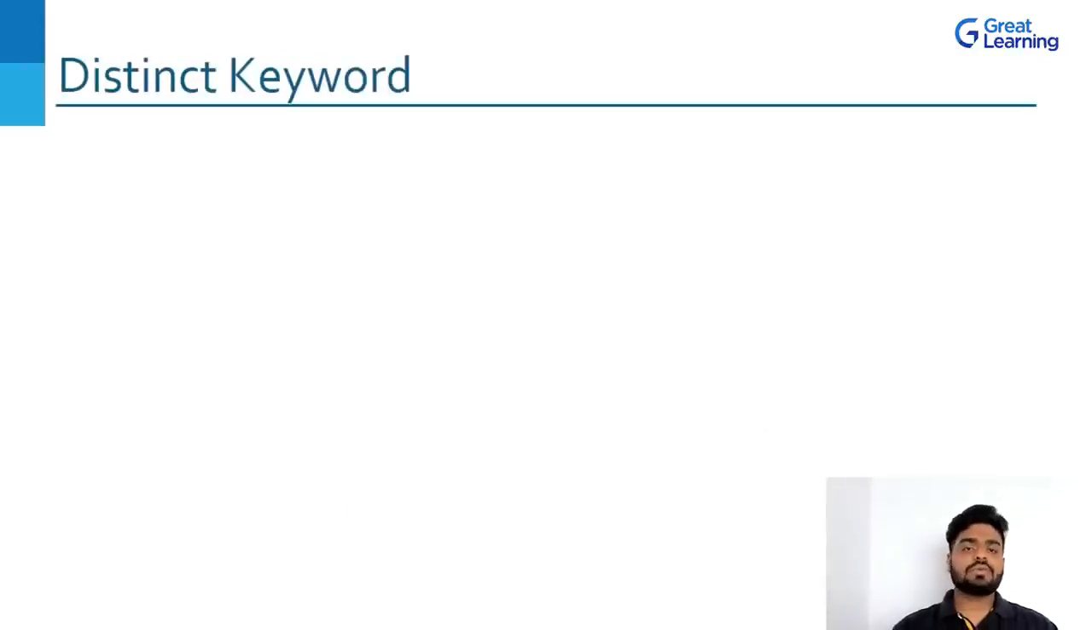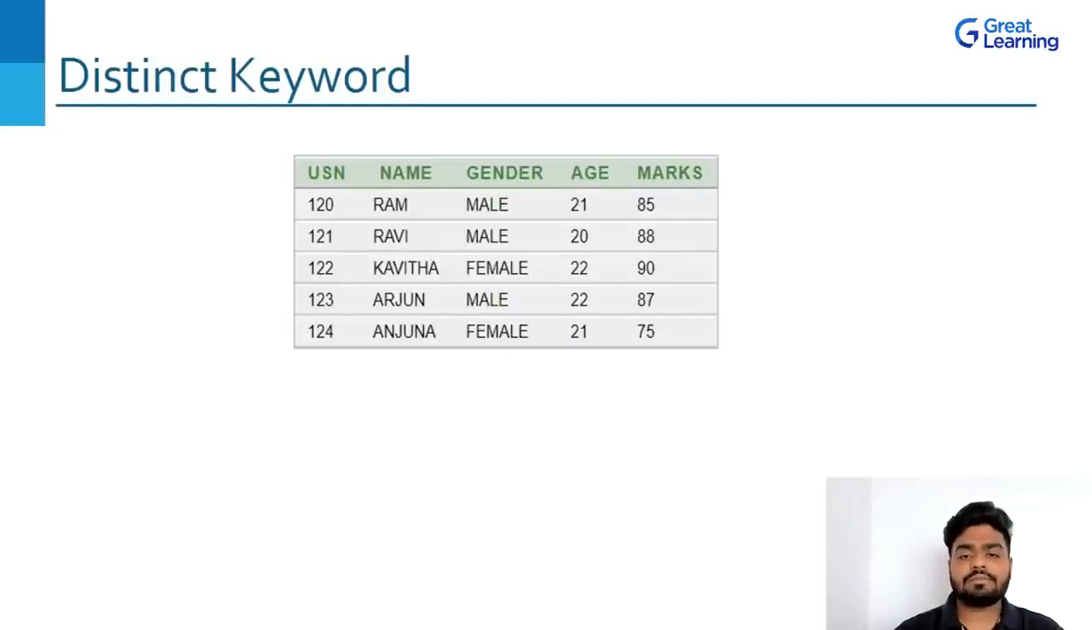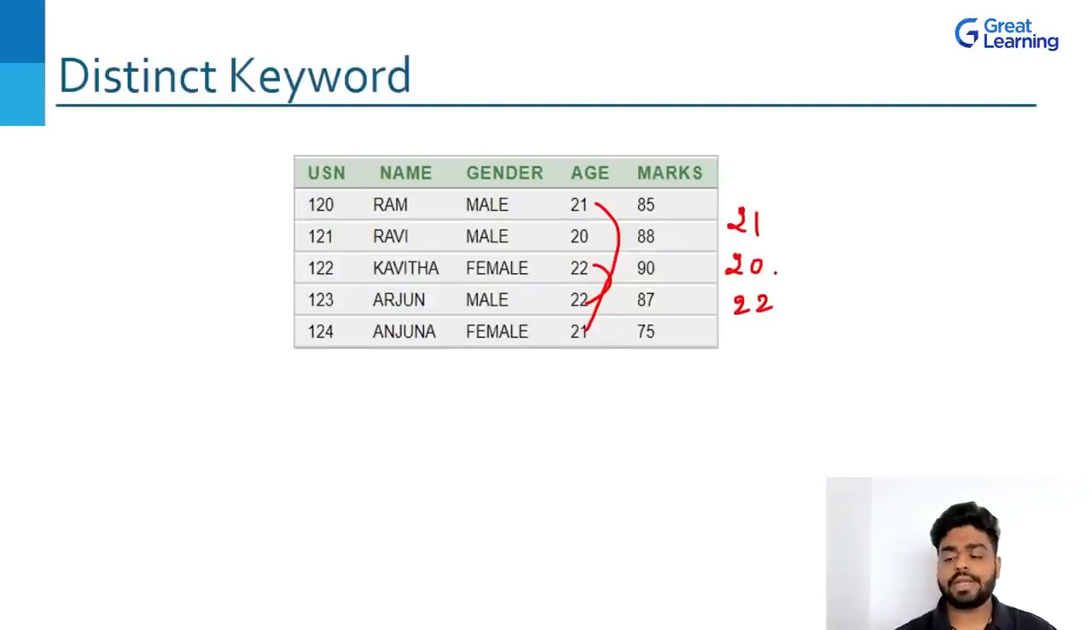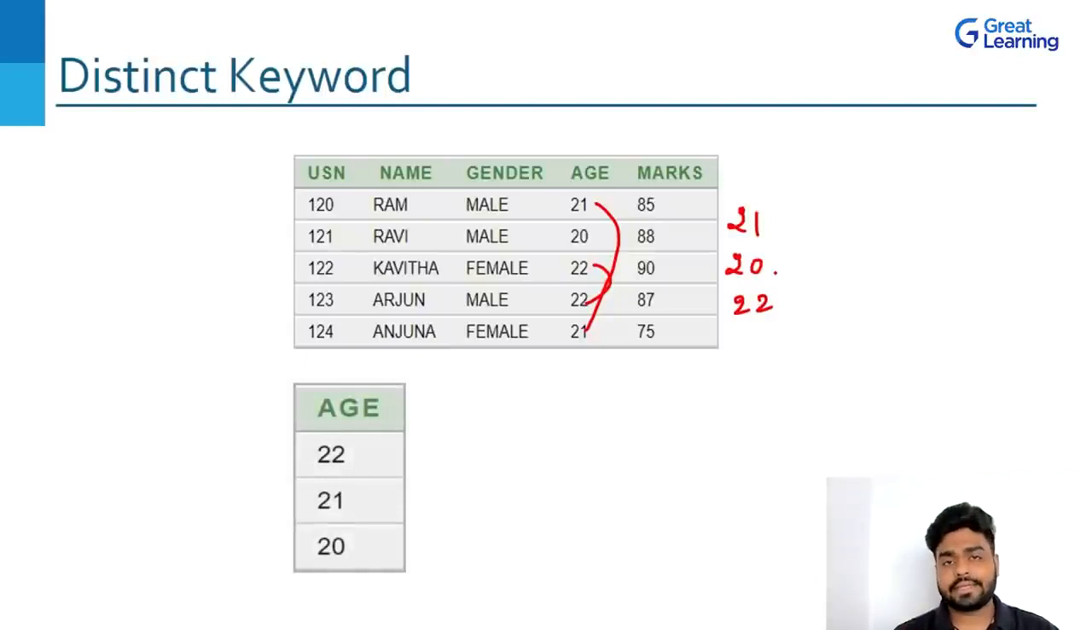Let's move to the next one, which is the distinct keyword. I want the data which is distinct. Let's say I have this table and I want the data of distinct age. That means not the repeated ones. So 21 is repeated twice, 22 is repeated twice. I don't want it to display twice. I want the distinct data. So I want 21, 20 and 22. This is what you will get. Okay, this is what is distinct.